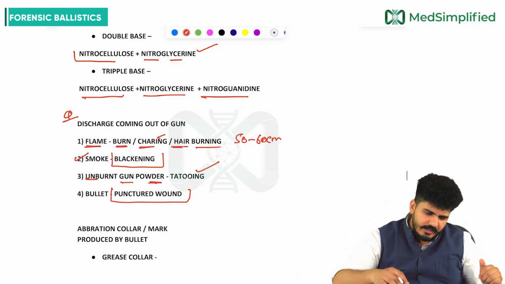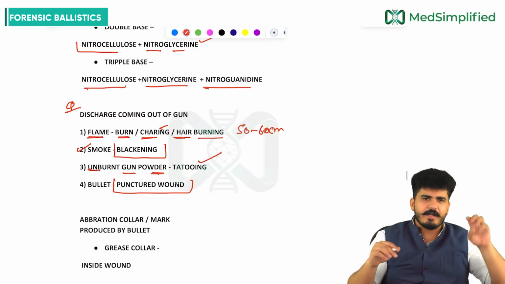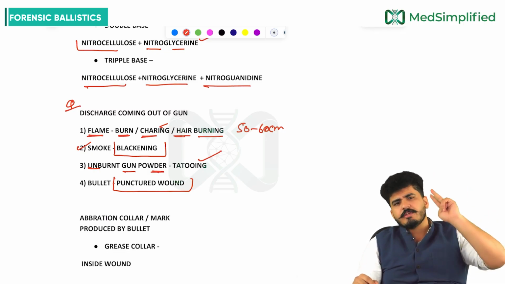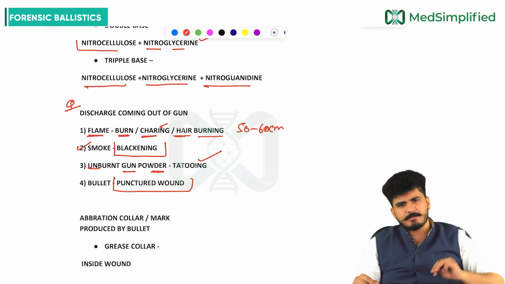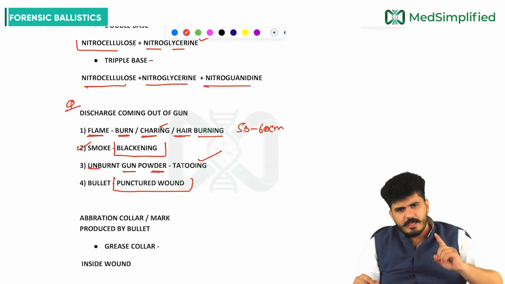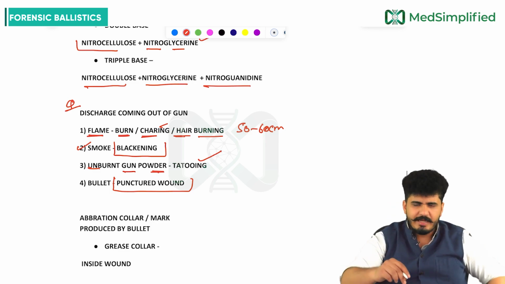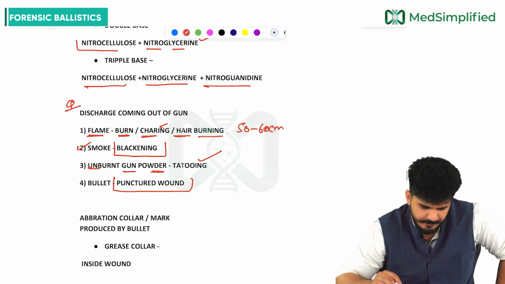So this is how the discharge comes outside the bullet. We have to remember 4 things. What are the 4 things? One is flame, smoke, unburned gunpowder, and the bullet. Flame, smoke, unburned gunpowder, and the bullet are coming outside, my dear friends.